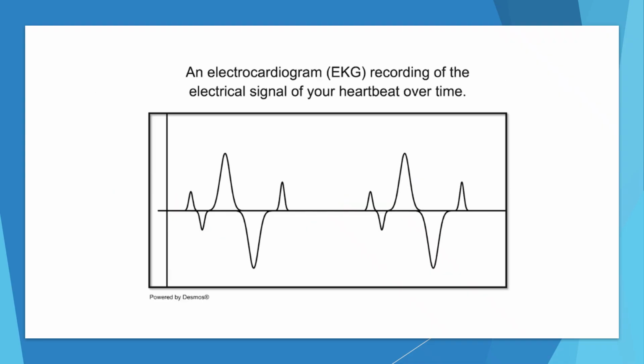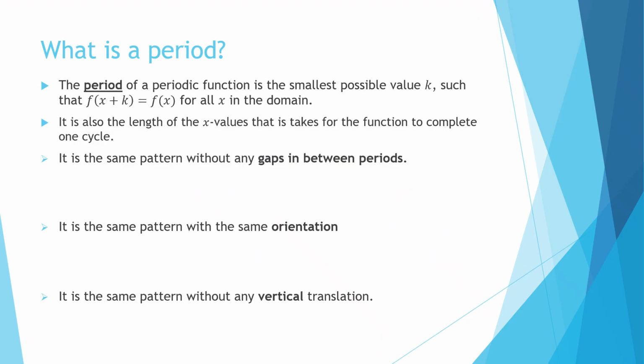And then the third one is an electrocardiogram, or EKG, of your heartbeat. So your heartbeat will go bum bum, bum bum, and then like that. And this was one heartbeat, and this will repeat again over and over and over again. And so all three of these are examples of periodic functions.